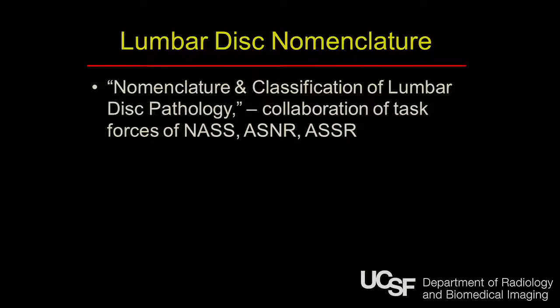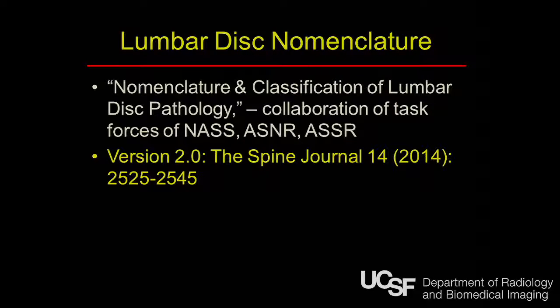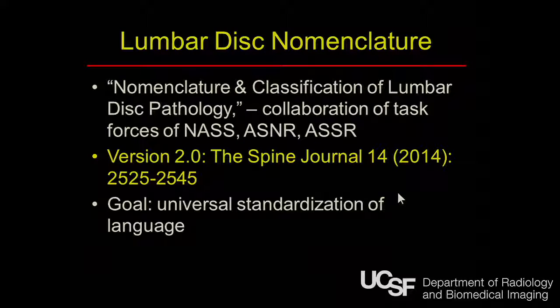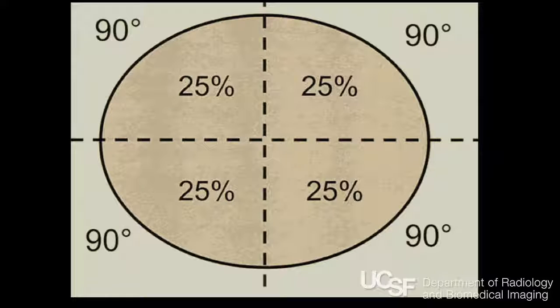So before we move on to disc herniations, let's just review lumbar disc nomenclature. As I alluded to earlier in my talk, the 2.0 version was published in the Spine Journal a little under 2 years ago, and this is a free document available online. I encourage those of you who are reading lumbar spine MRIs to read this. It was a combined task force of the ASSR, ASNR, and the North American Spine Society. The goal is universal standardization of language, and I think by using uniform nomenclature in our reports, we're all going to be more consistent to our referring physicians and surgeons.